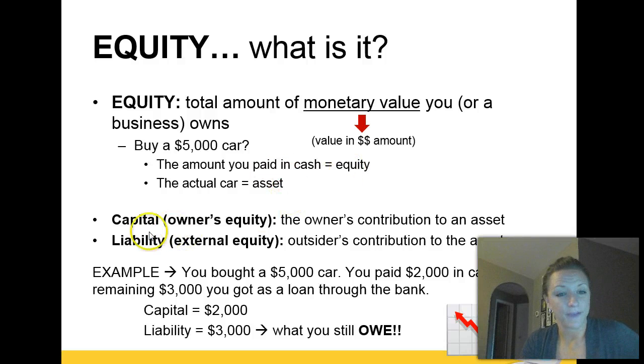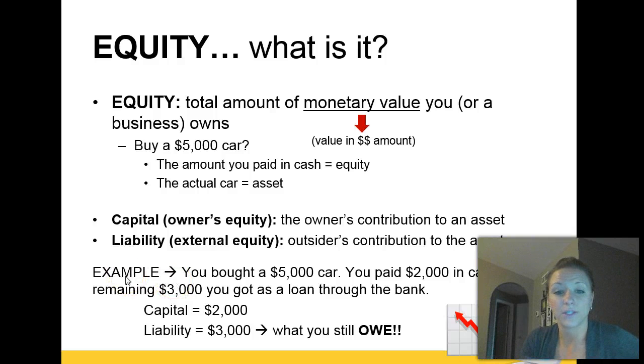There are different types of equity. There is capital or owner's equity, also known as internal equity. And this is the owner's contribution to the asset. So what the owner put forward as far as cash goes to obtain that asset. Then there is liability. This is external equity. This is an outsider's contribution to the asset. So let's take a look at what a combined owner's equity plus external equity looks like.